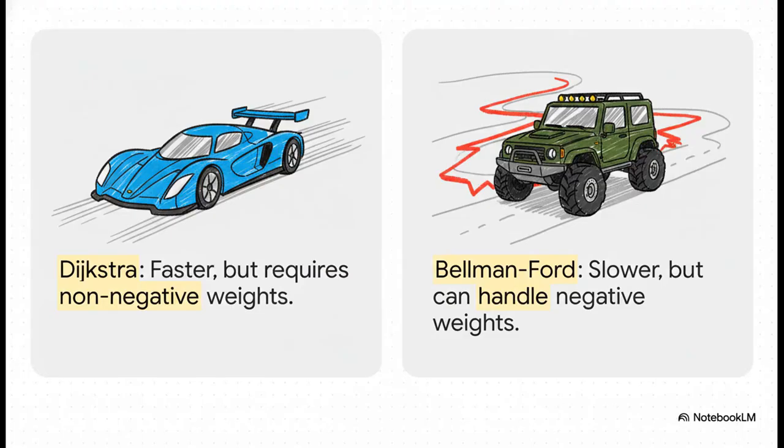So what do you do if you do have negative weights? Well, you reach for a different tool in your toolbox. You use an algorithm like Bellman-Ford. Sure, it's a bit slower, but it's built to handle those weird cases. It's all about knowing your algorithm's limits.